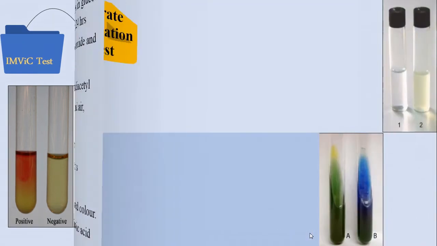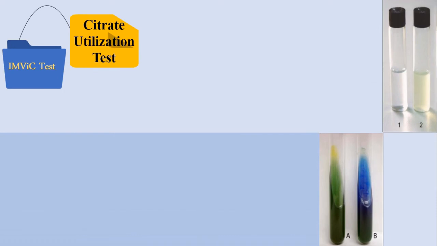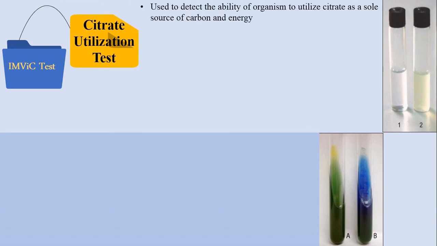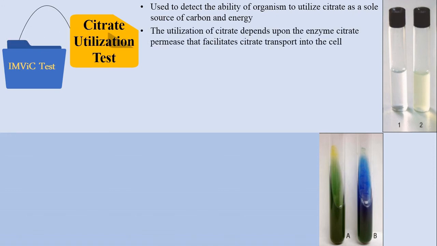The last test in the series of IMViC test is the citrate test. This test is carried out to detect the ability of an organism to utilize citrate as a sole source of carbon and energy. And the utilization of citrate by the organisms depends upon the production of an important enzyme, citrate permease, that facilitates citrate transport into the cell.